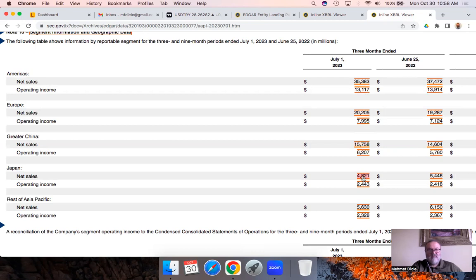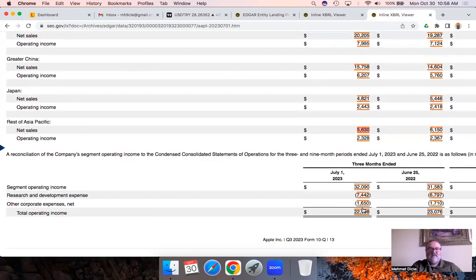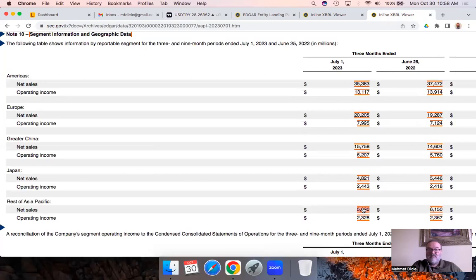Japan has about 5 billion. Rest of Asia is about 5 billion. And these are significant amounts. Again, when you compare them to the total sales, a little bit closer to half of Apple sales are non-US dollar based sales, and that requires Apple to do a forecasting. This is what we refer to as an exposure to foreign exchange risk.